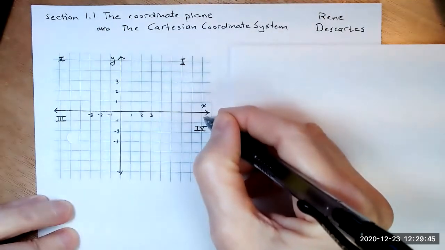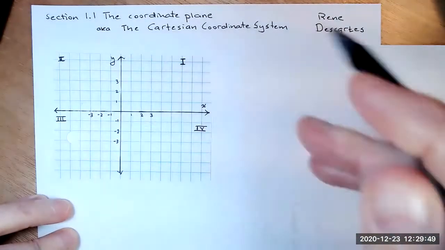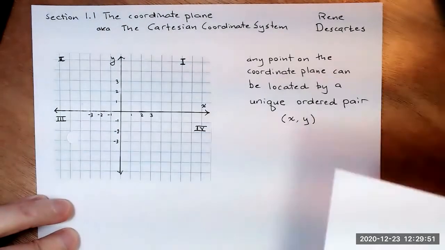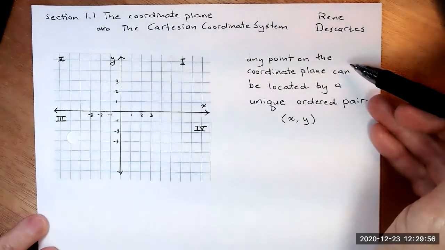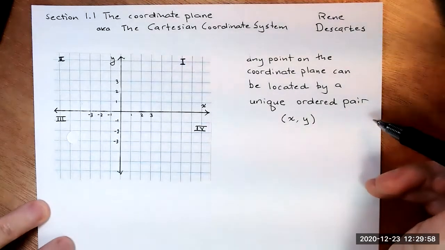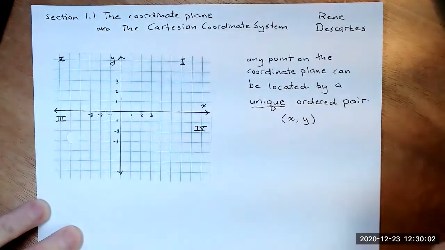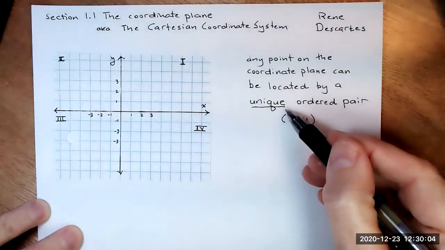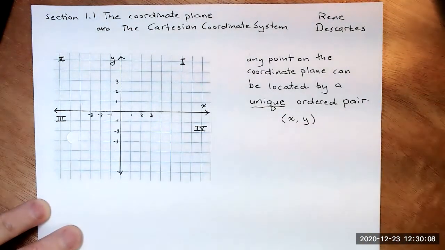It has an x-axis, the horizontal axis, and a y-axis. And any point on the coordinate plane can be located by its unique ordered pair. Unique in math has a very specific meaning. It means there's one and only one. So every point on this plane has an address.